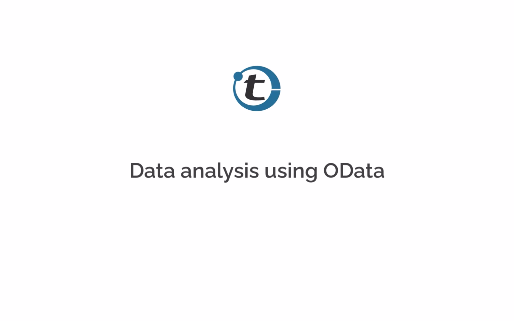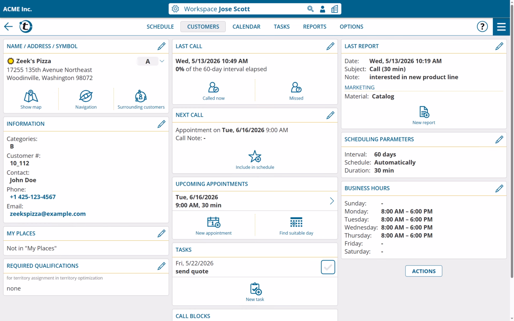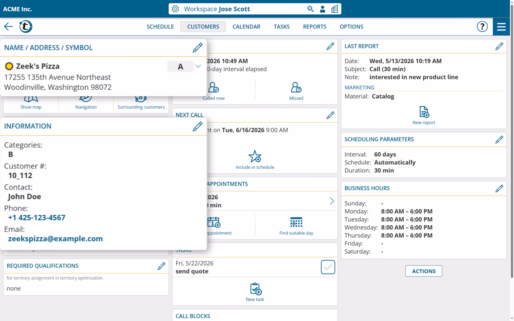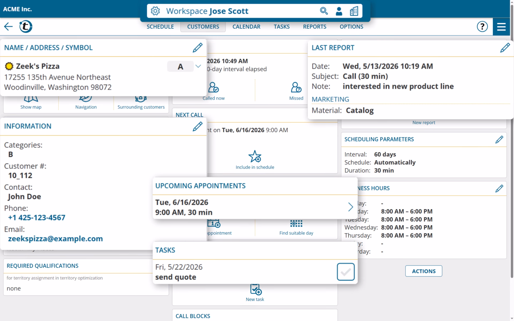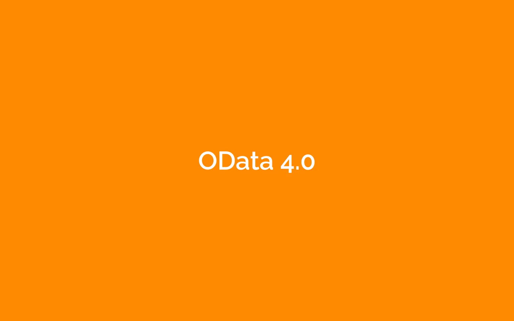You would like to have your data from portatour available at any time for tailored analyses in a simple, straightforward way? The OData interface allows you to automatically import your data from portatour into your BI tools for further analysis, including customers, reports, tasks, appointments, and users. This works with well-known tools such as Microsoft Excel, Microsoft Power BI, Qlik, or Tableau. portatour uses OData 4.0 for this purpose.